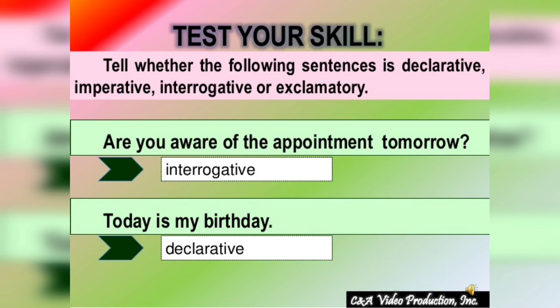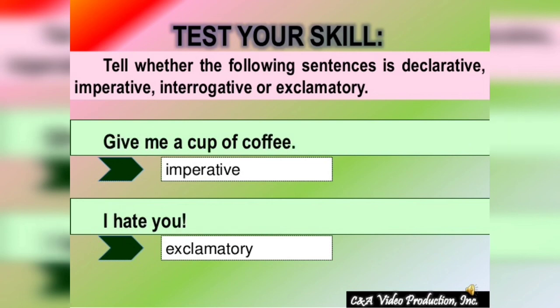So let us take a test and try to understand. Tell whether the following sentences are declarative, imperative, interrogative or exclamatory. In order to understand, I have written the answers as well. Are you aware of the appointment tomorrow? Surely it is interrogative. Today is my birthday. It's a declarative sentence. So you can see I have given two examples, one interrogative and one declarative. Try to understand how the sentences begin with a capital letter and end with the question mark, and the second with a capital letter and the full stop. Give me a cup of coffee.